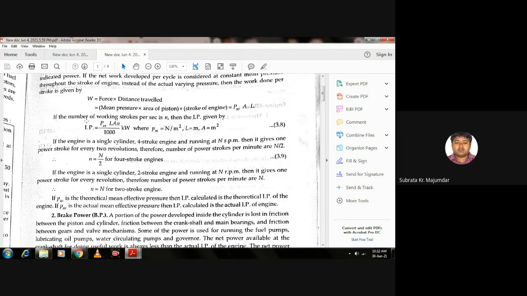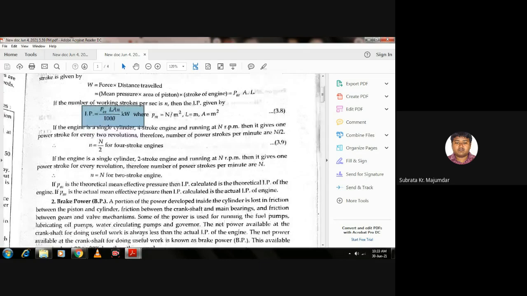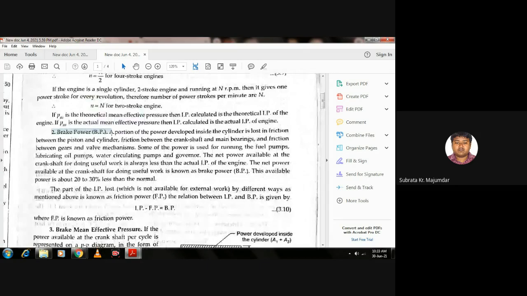If we observe the formula for finding the indicated power, there is a value of PM, which stands for the mean effective pressure. There are two types of mean effective pressure, one actual, one theoretical. If we use the actual PM, we get the actual IP. If we use the theoretical PM, we get the theoretical IP. That's all. Now the second power is called the brake power, denoted by BP.